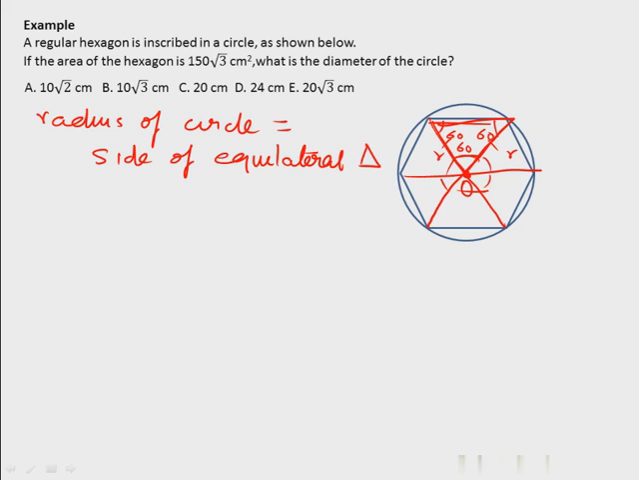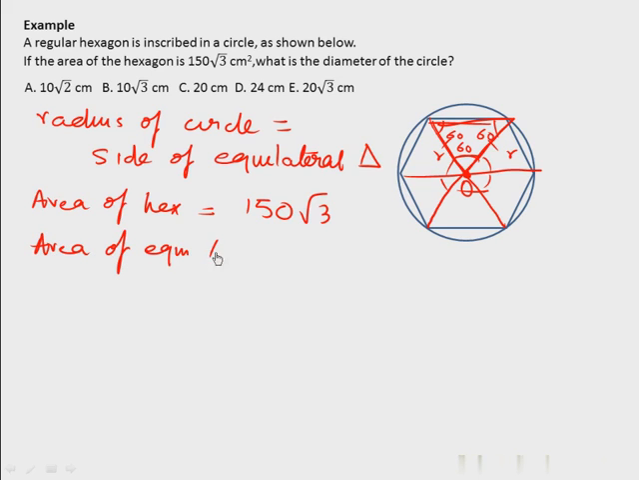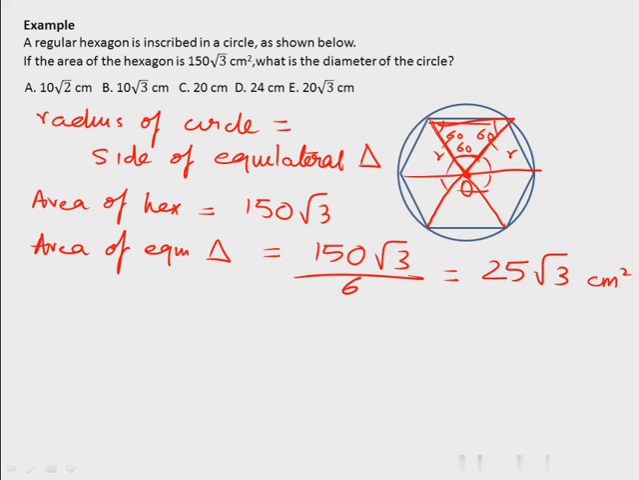All that's left to do is relate the information given. What's the information given? The area of the hexagon is given. Area of hex is 150 root 3. From the area of the hexagon, can I find the area of the equilateral triangle? Of course, because the hexagon is made up of 6 identical equilateral triangles. So area of equilateral triangle will be 150 root 3 divided by 6. That's 25 root 3 centimeters square. So I know the area of the equilateral triangle.